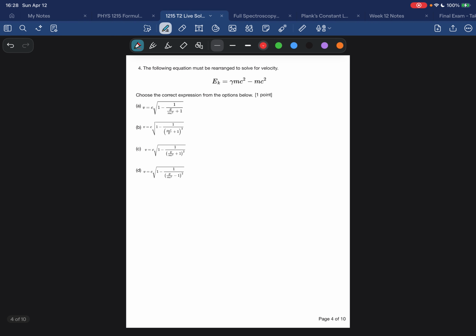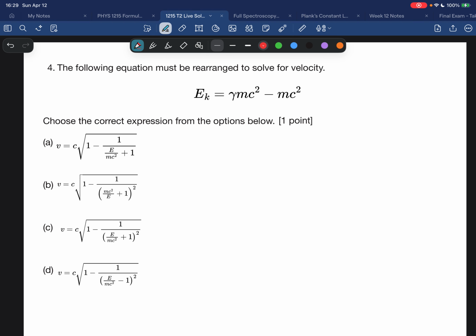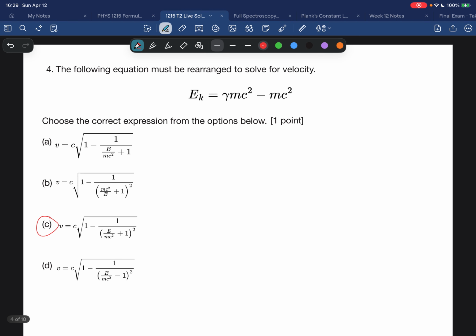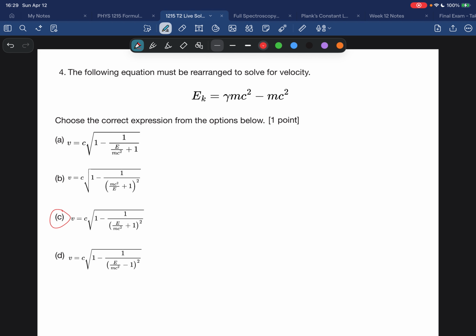Question 4. So on the actual test, this one had a typo, so the correct answer was actually not there. This version in the video has been corrected. So the correct answer is one of these. It is C. There are other versions of the correct answer. So there are other correct answers that aren't listed here explicitly that are equivalent to C. I will write one of them down, but I'm going to show you how to solve for C here.